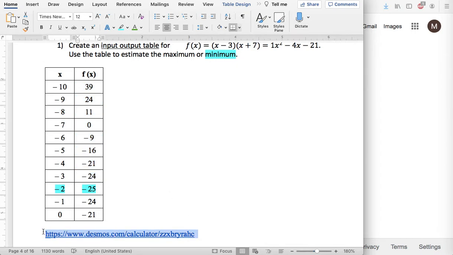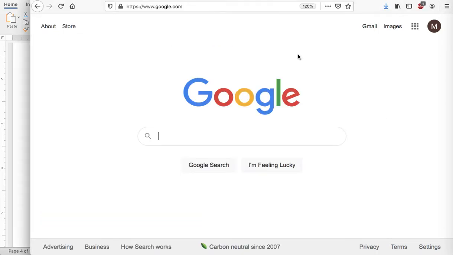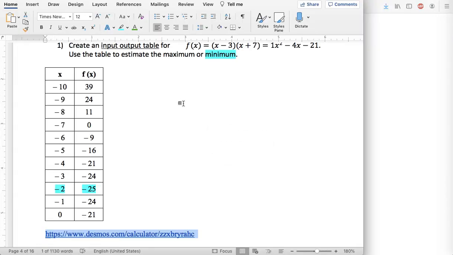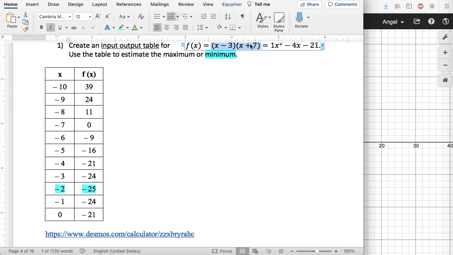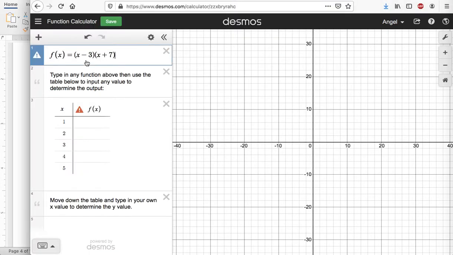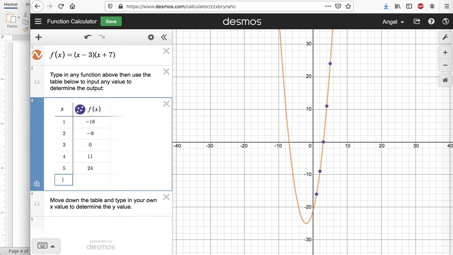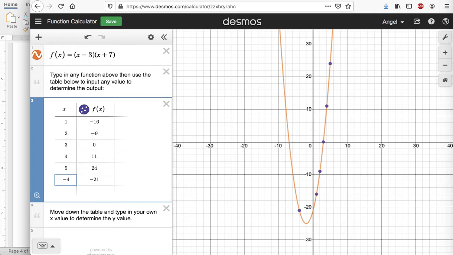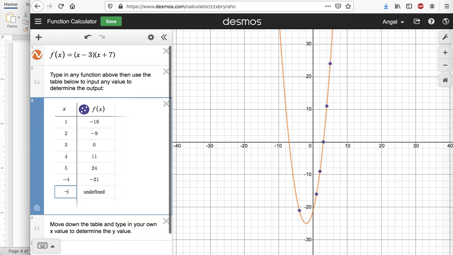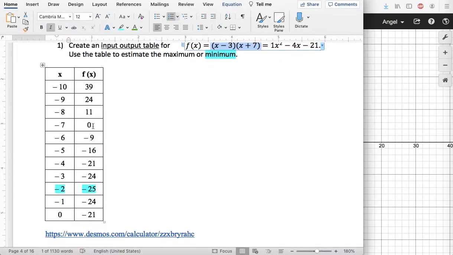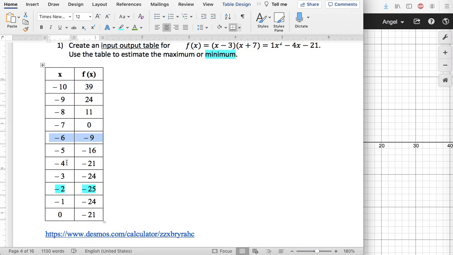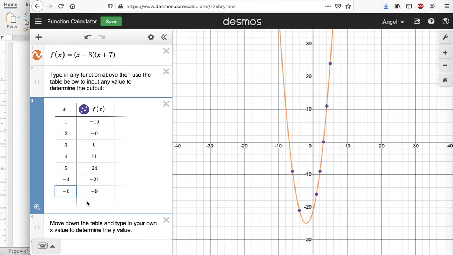Another way, you can go to certain websites. Here's one. I just Googled XY table, I believe. If we go to that particular website, you can plug in your equation. It'll start off creating a table for you. And then if you want more values, just go underneath this 5. Let's say I want what negative 4 is. When x equals negative 4, y equals negative 21. If x equals negative 6, y equals negative 9. And that is right here. Negative 6, negative 9, negative 4, negative 21. So you can use this to create your table.